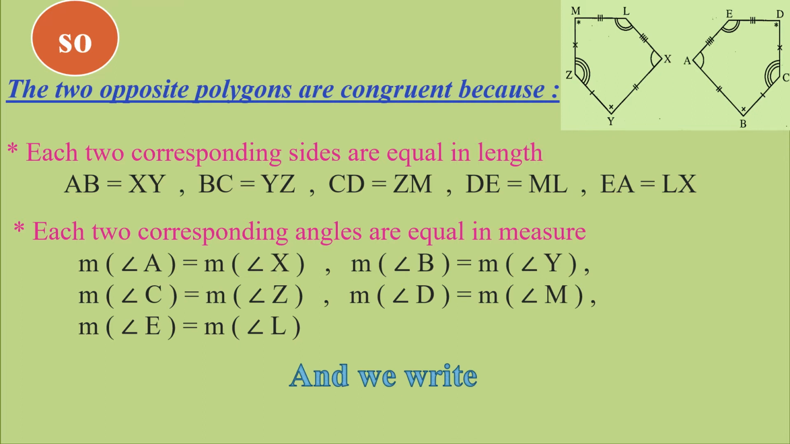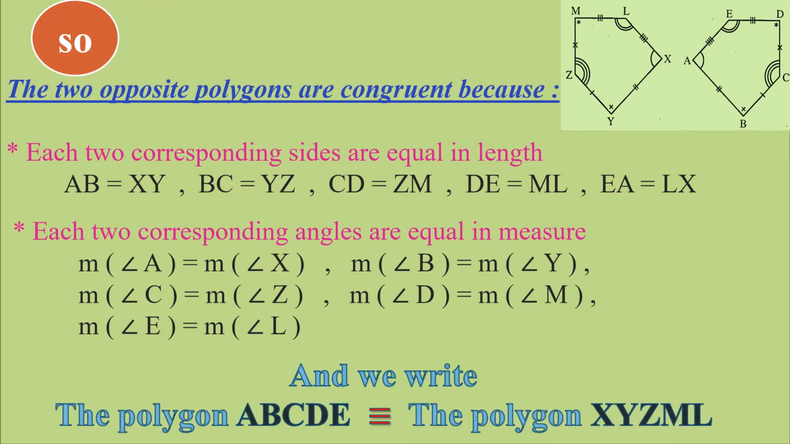So we can write the polygon A, B, C, D, E congruent to the polygon X, Y, Z, M, L. And it's better to write the names of two congruent polygons in the same order of their corresponding vertices. Don't forget this, okay?